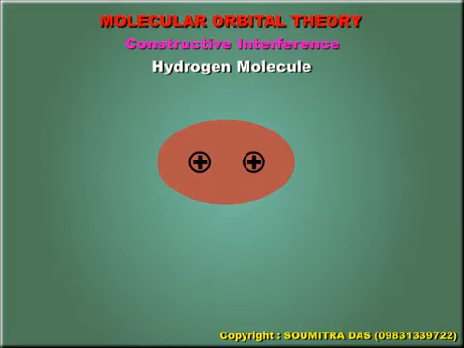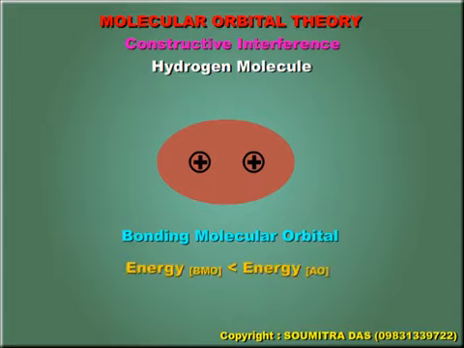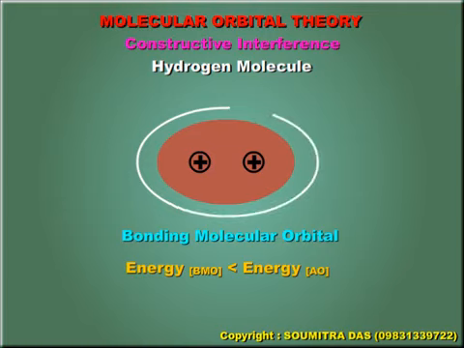The two nuclei are bonded together by this space over here, which has dense negative charge. So this molecular orbital helps in bond formation and is therefore called bonding molecular orbital. The energy of the bonding molecular orbital is less than the combining atomic orbitals because the negative charge is more delocalized and is therefore more stable.